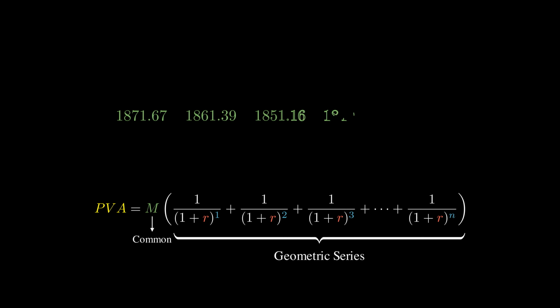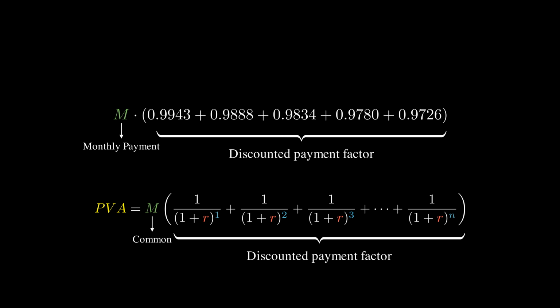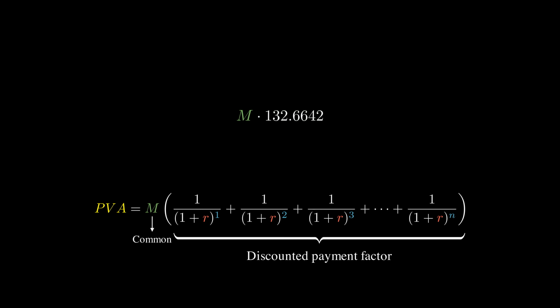Let's bring back the discounted values from earlier. Just like in the formula, we can factor out M, our monthly payment, from that example. What's left inside the brackets is called the discounted payment factor. This factor only depends on R, the interest rate. If we sum the discounted values, we get a total that might not be what you expect. And if you thought this should be equal to the number of payments, you'd be wrong, because this is the discounted factor sum of a decreasing geometric progression, not just a count of payments.